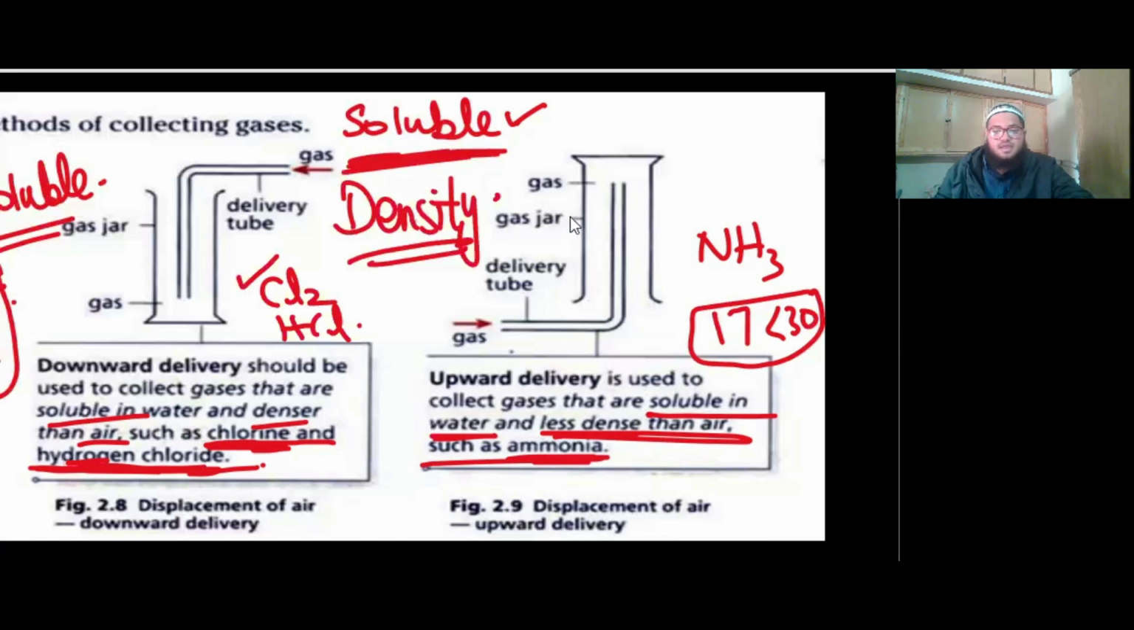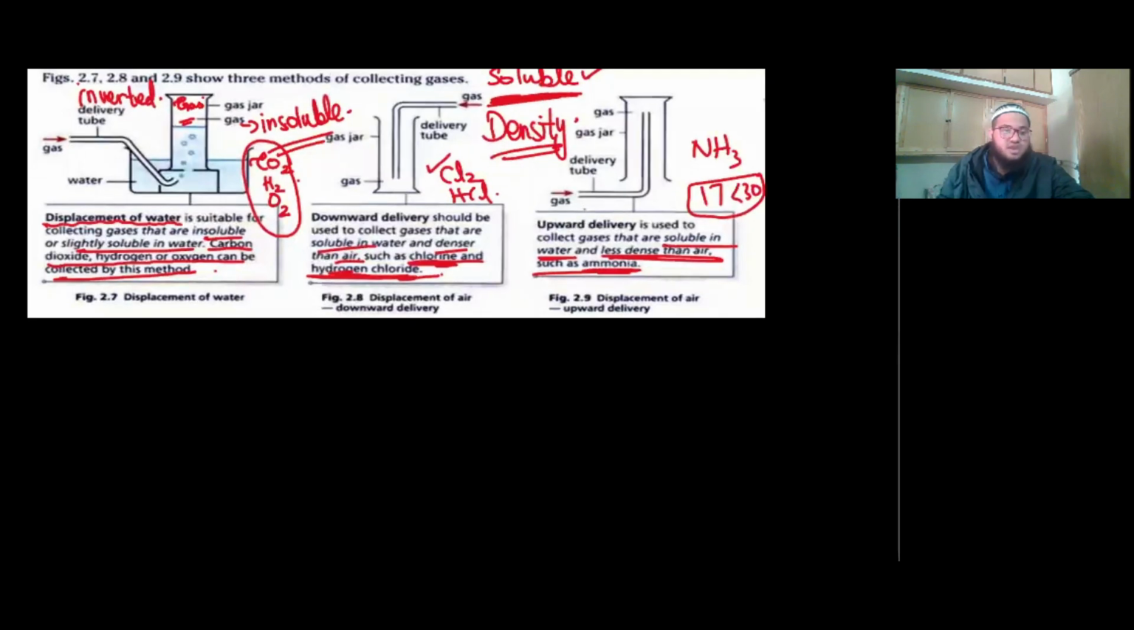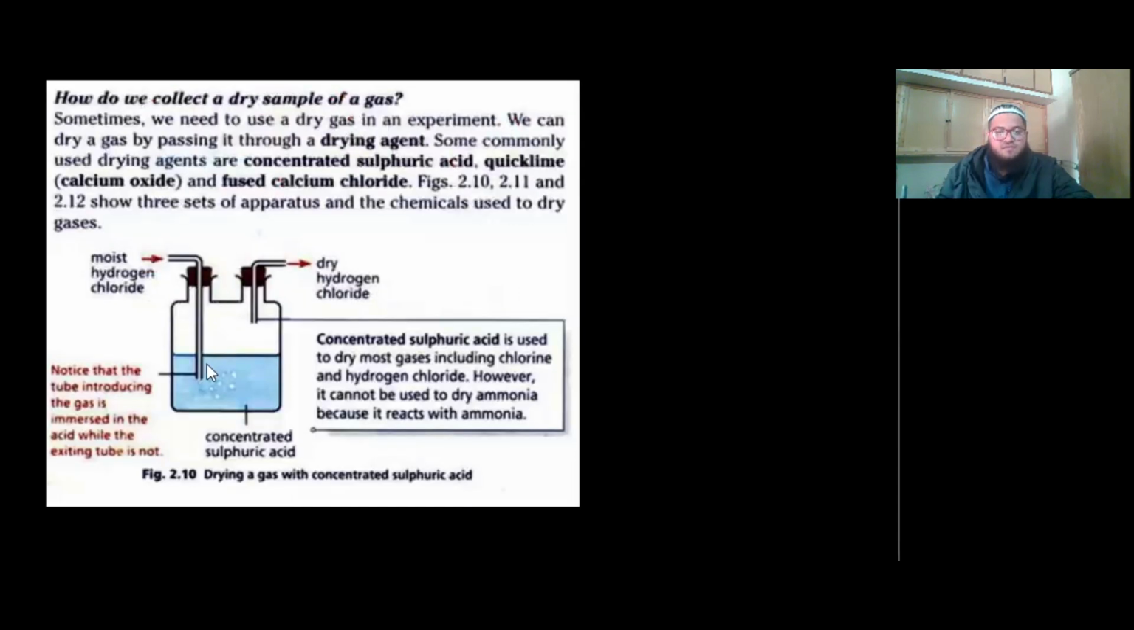Okay, so these are the three techniques of collection of gases. And now we have the technique of drying the gas. How do we dry the gas? And for that, I'll take another video.